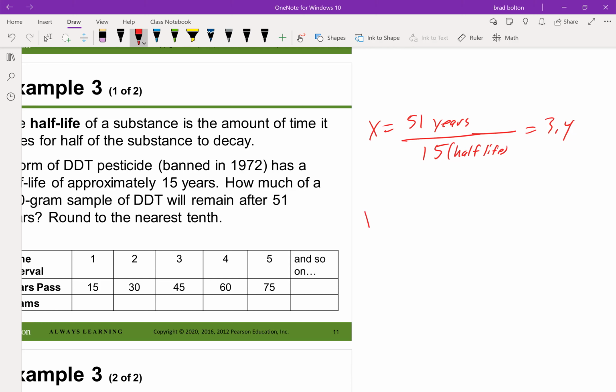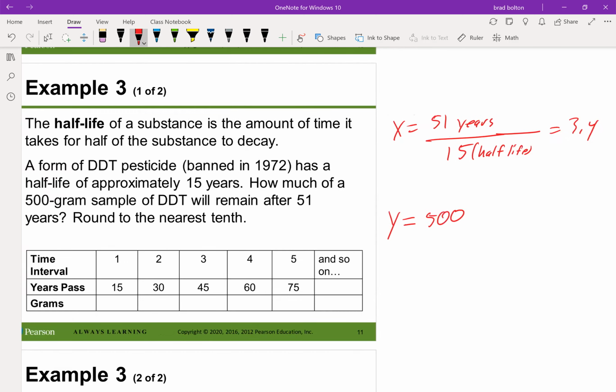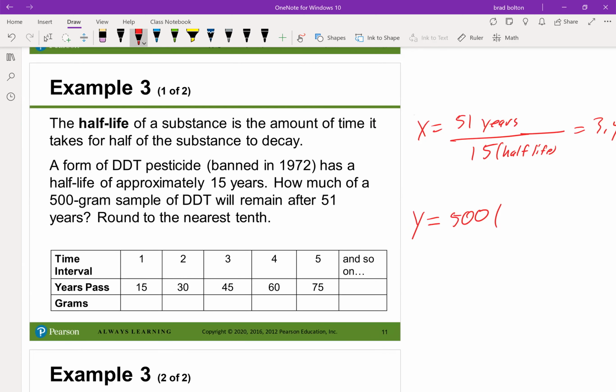So we're going to do Y equals 500, because they told us that's how much we started with, right? And then 1 minus 0.5, like we did before, because we're losing half of it. And now X equals 3.4. So we should get 47.4 on our calculator.